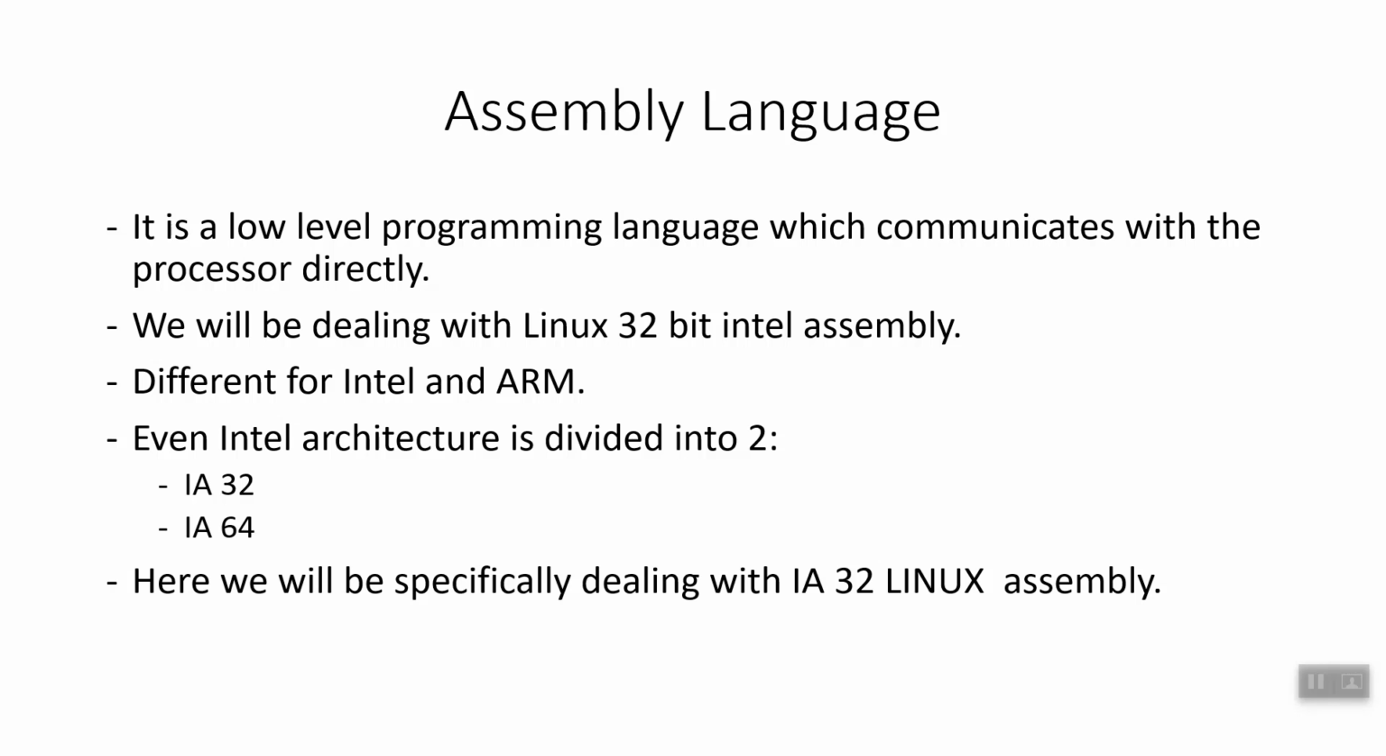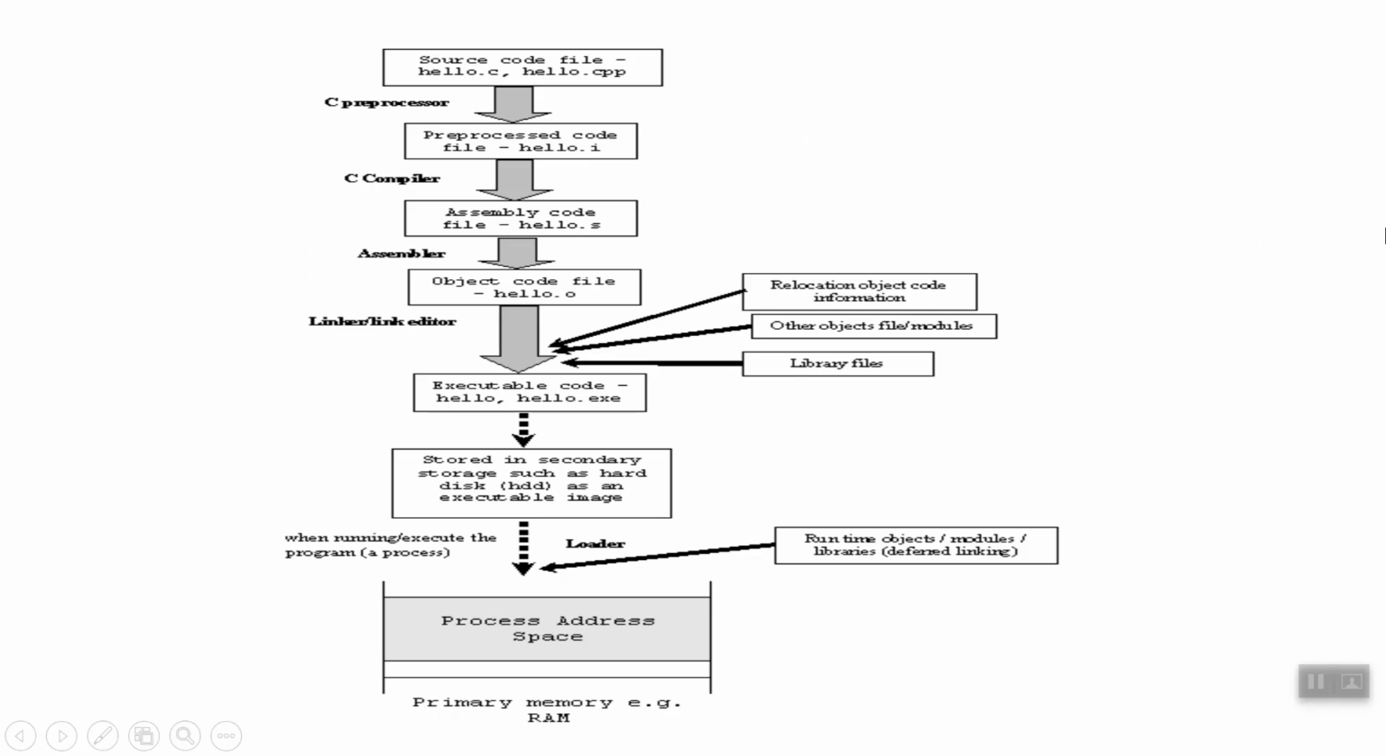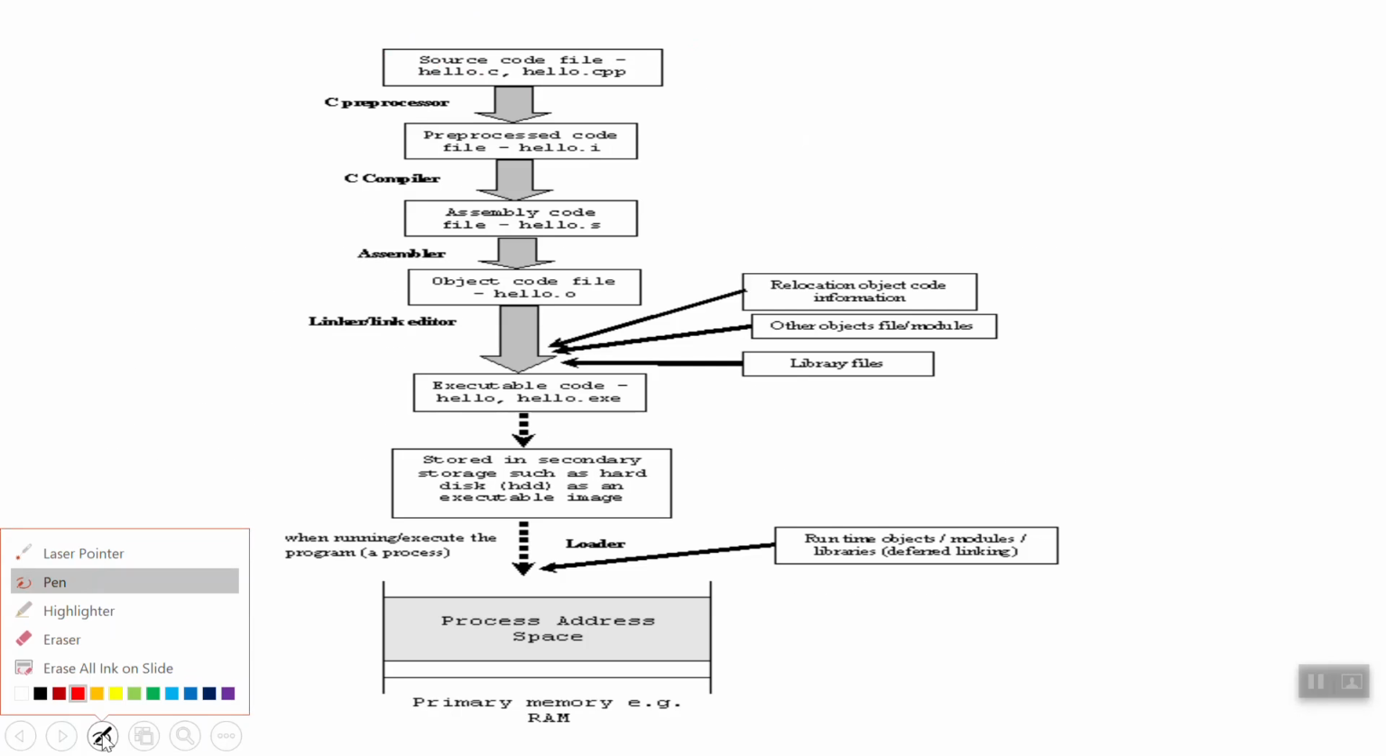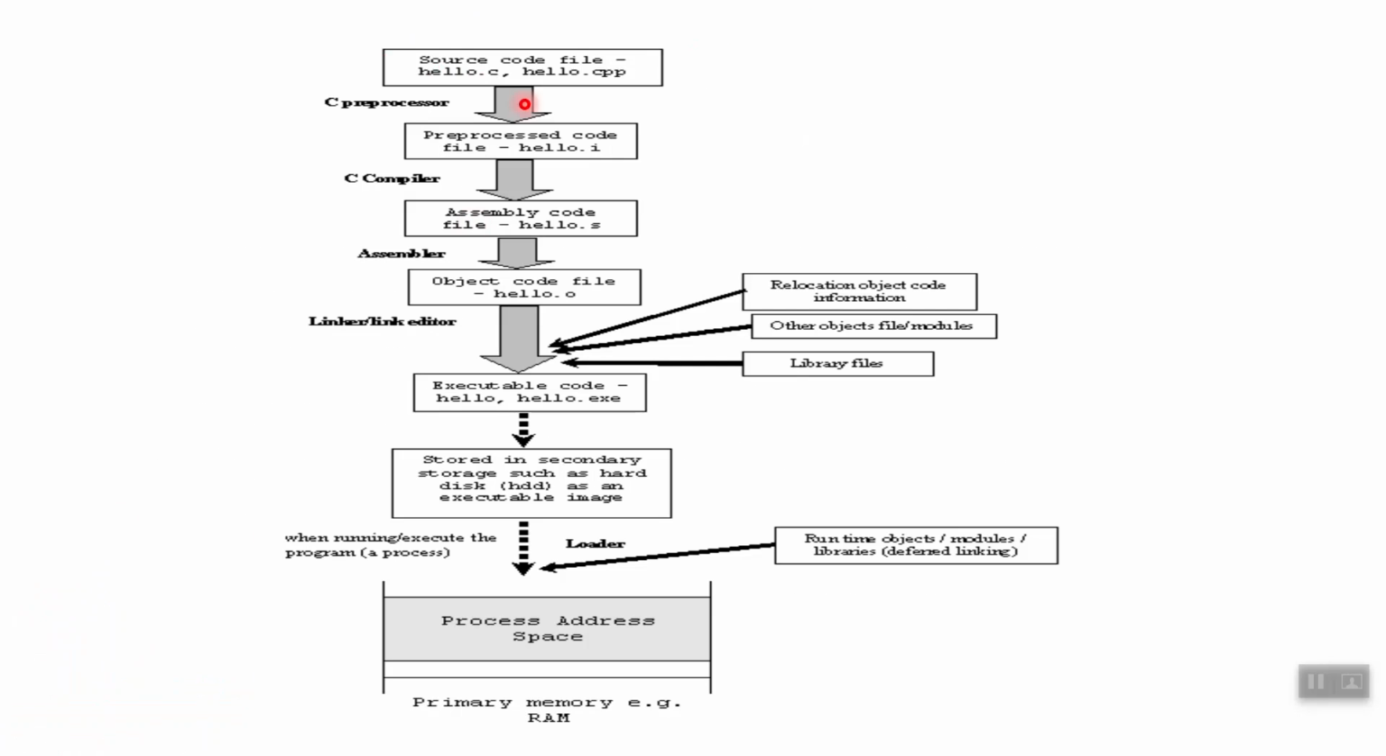So let's move forward. This is how your C code gets converted to machine language. Here you have the C code, this is your C program, hello.c. This is your hello.c, hello.cpp. This is C code, this is C++ code.